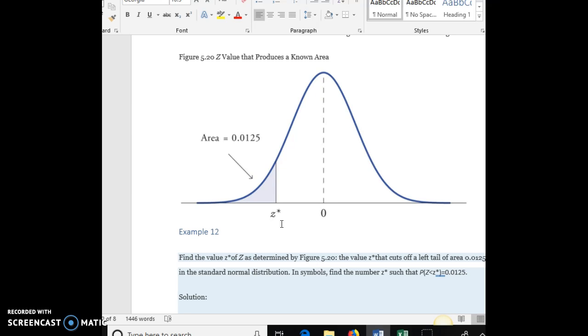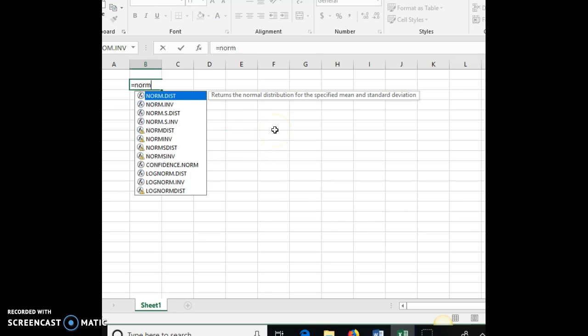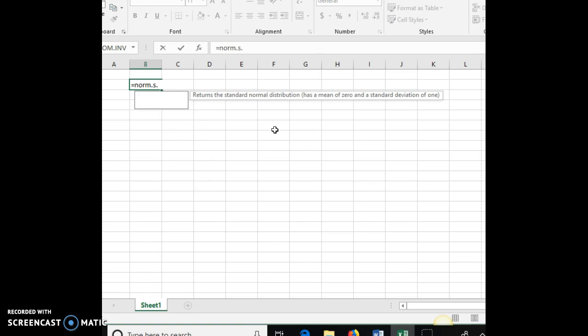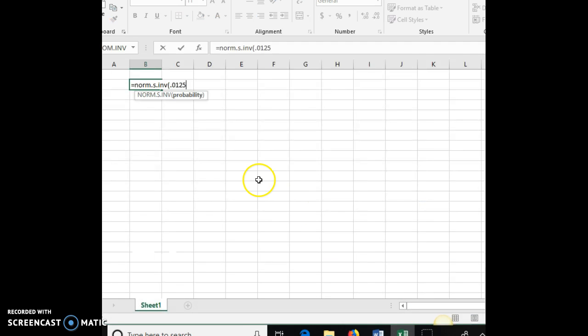Okay, so we're going to use an opposite formula in Excel. So let's go to Excel, and we're going to type in equal NORM.S.INV. That's our inverse function, and we're going to put in this probability, and I believe it was 0.0125. Let me just make sure of that again. Yes. All right, and then we'll hit enter, and there is the z value that would generate that area, negative 2.2414.